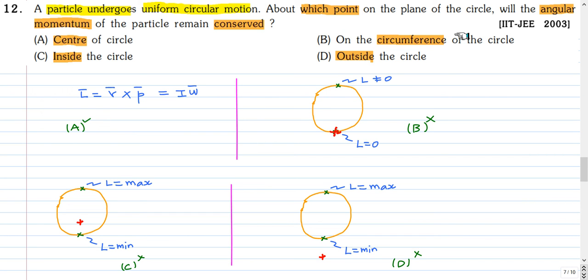Let us check the other options also. Option B is on the circumference of the circle. Let us consider this point on the circumference. From this point, r cross p, the angular momentum, as the particle moves along the circle, at this point it will be 0, but here it will be not 0, so it is not conserved. Inside the circle, the magnitude of r cross p will depend on the magnitude of r, which is minimum at this point and maximum here. The magnitude of momentum is the same throughout because velocity is constant. And from a point outside the circle, again the angular momentum magnitude is minimum at this point and maximum at this point. So the correct option is option A.